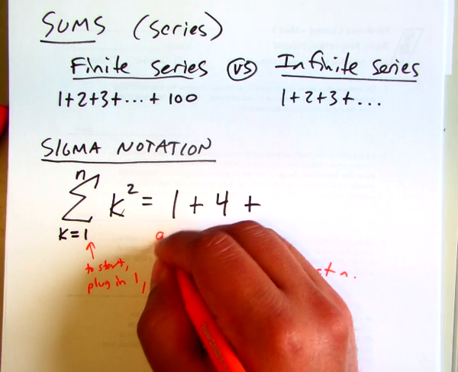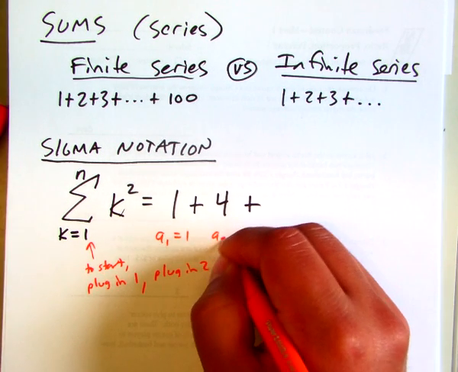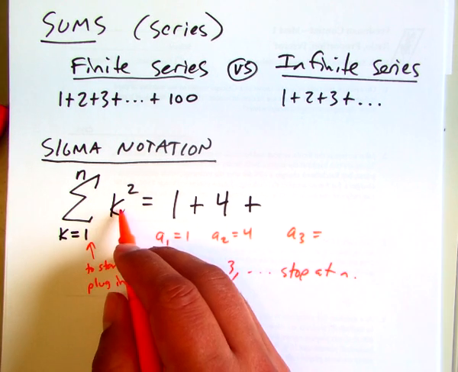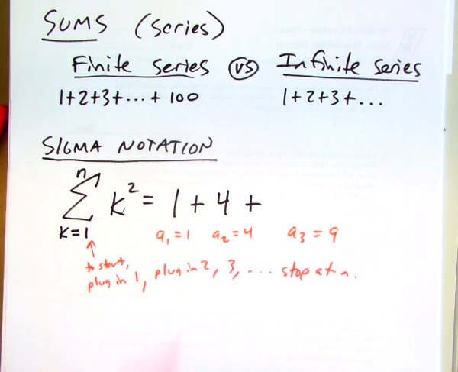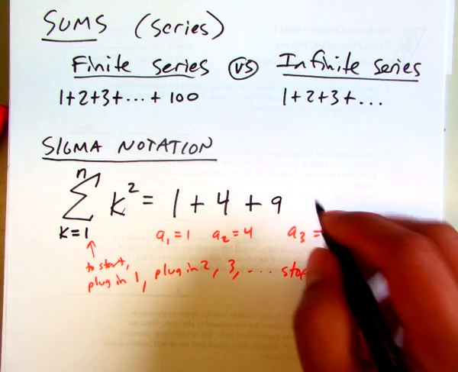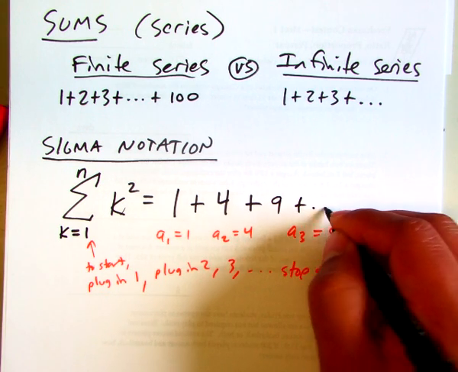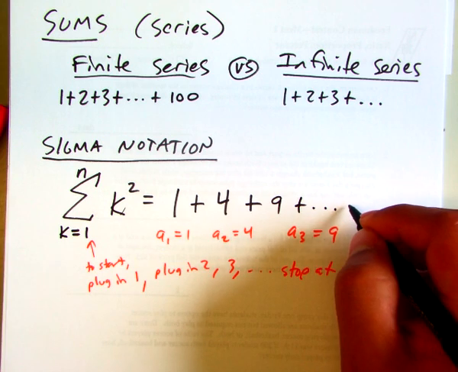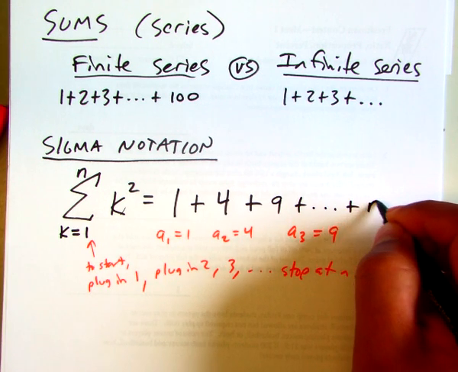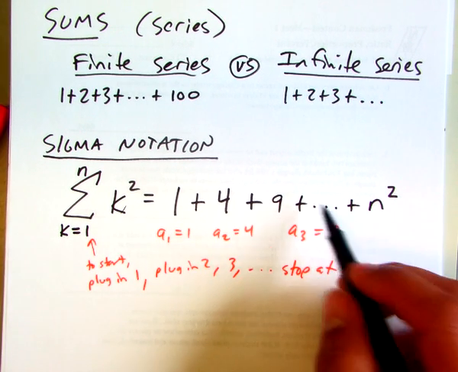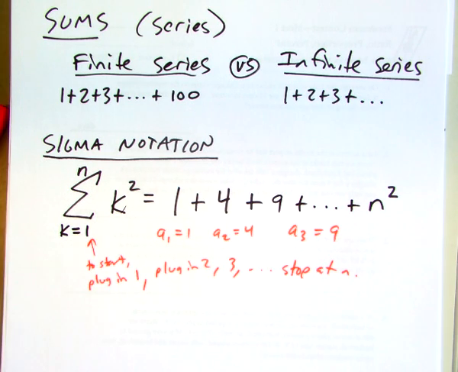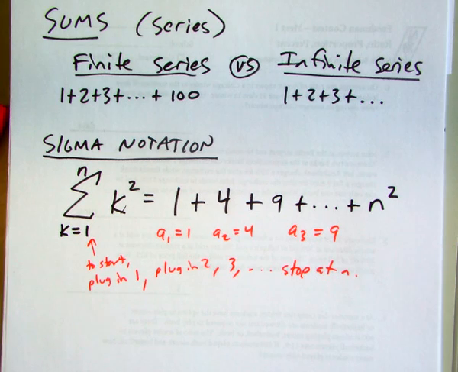So A1 is 1, A2 is 4, A3, if I plugged in 3 into k, 3 squared is 9, so now I'm going to add 9. And since I don't know where I'm stopping, because I don't actually have a value, but I have a variable, I'll just use this notation that we're going to stop at whatever n is squared. Okay, so that's kind of what the notation looks like.